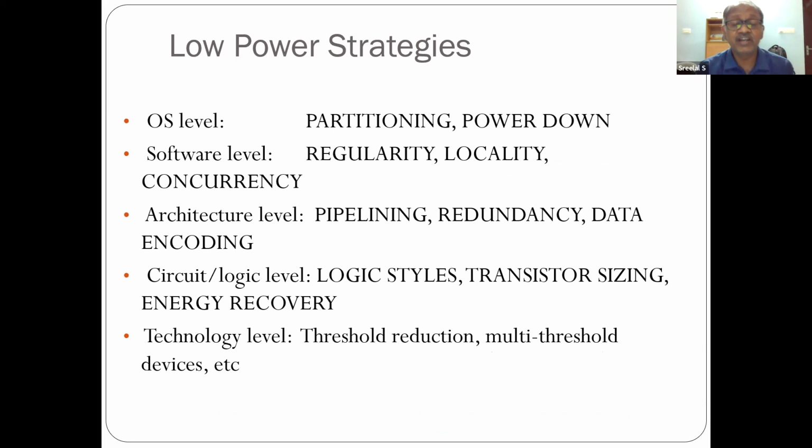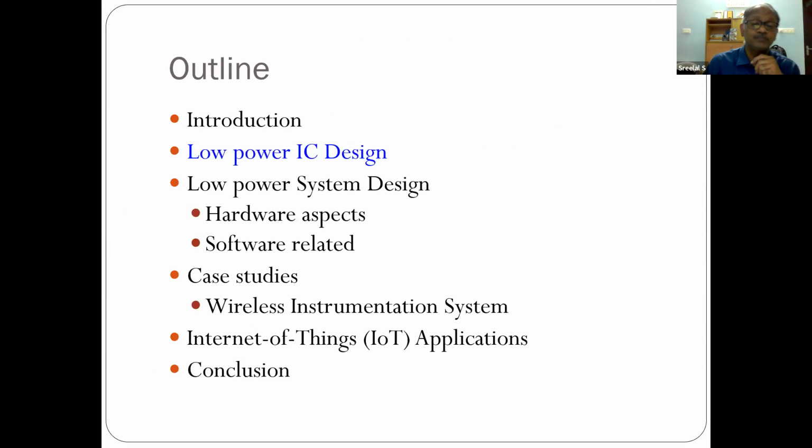At OS level, we have techniques such as partitioning, power down, etc. At software level, we have techniques such as regularity, locality, concurrency, etc. At architecture level, pipelining, redundancy, data encoding, etc. help us to minimize power. Then at the circuit and logic level, logic styles, transistor sizing, energy recovery, etc. And at the technology level, as we have seen, reduction in threshold voltage, multi-threshold devices, etc. help us to optimize the power.